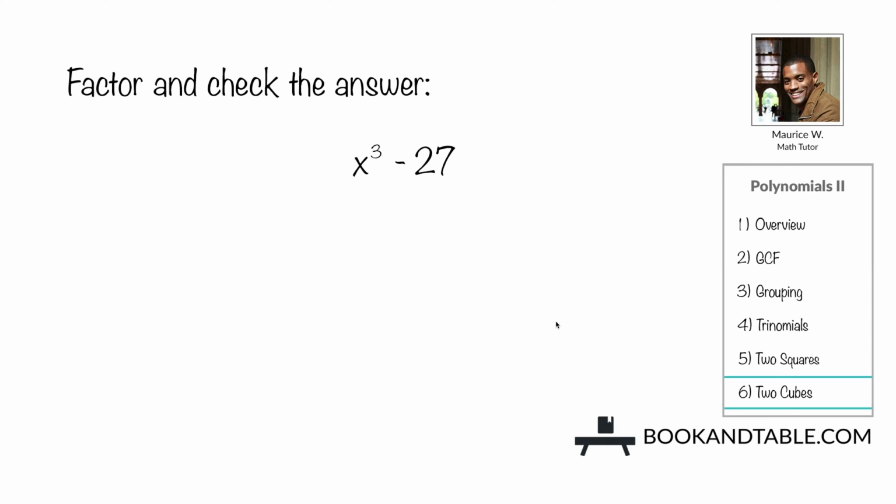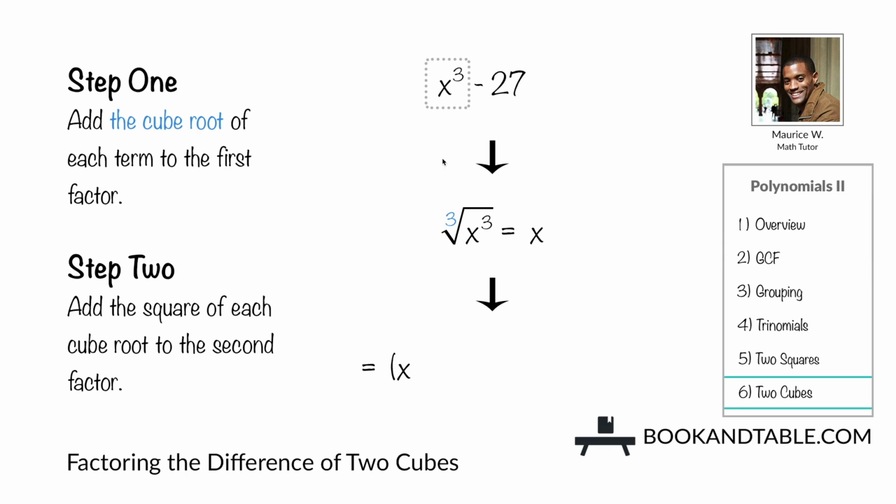So let's take a look at this with a real example. Let's say you were asked to factor and check the answer for x cubed minus 27. Step 1, add the cube root of each term to the first factor. So we have x cubed. The cube root of x cubed is equal to x. So that's the first term in our first factor. We have negative 27. The cube root of negative 27 is equal to negative 3. So our first factor is x minus 3.